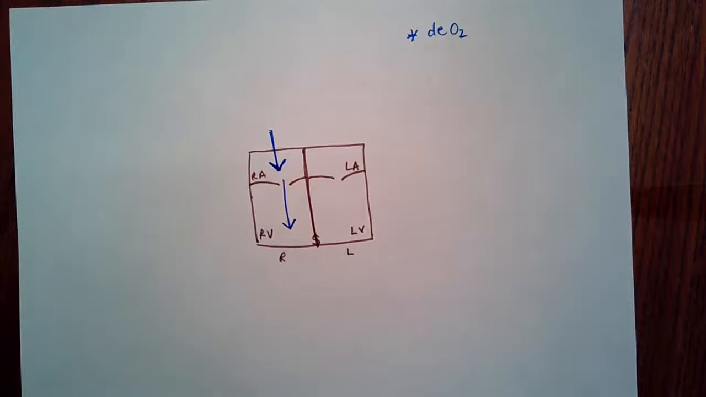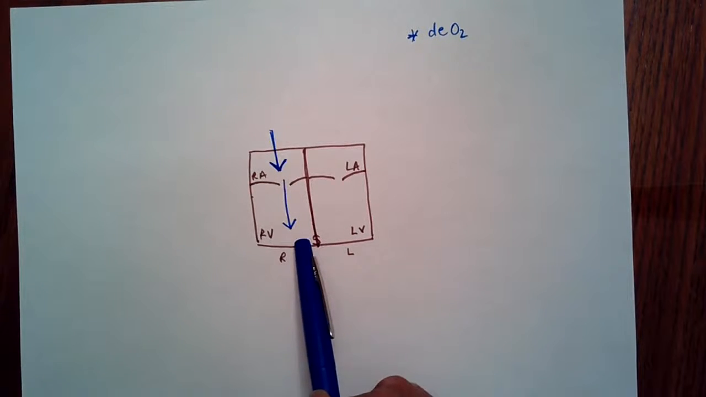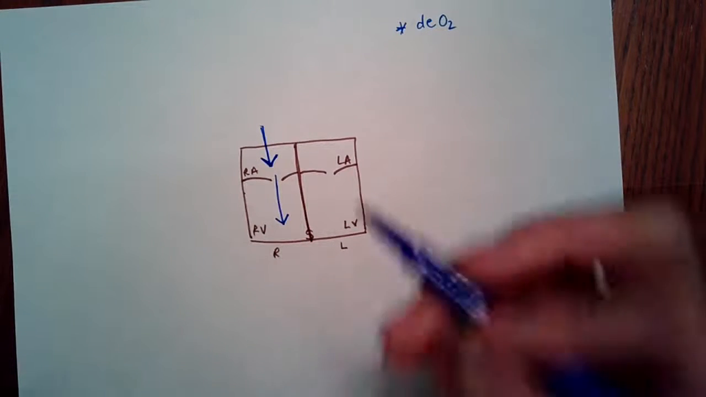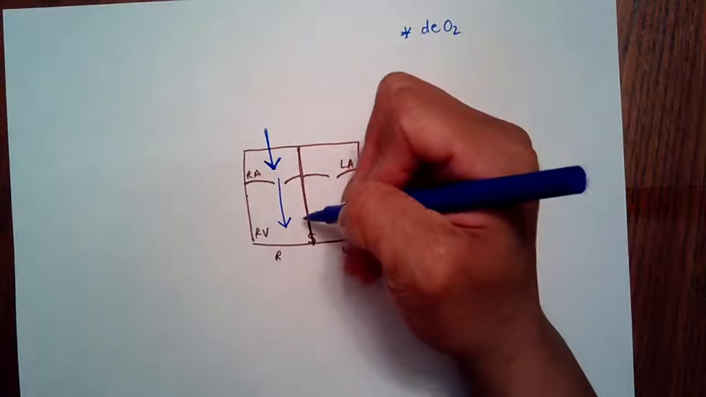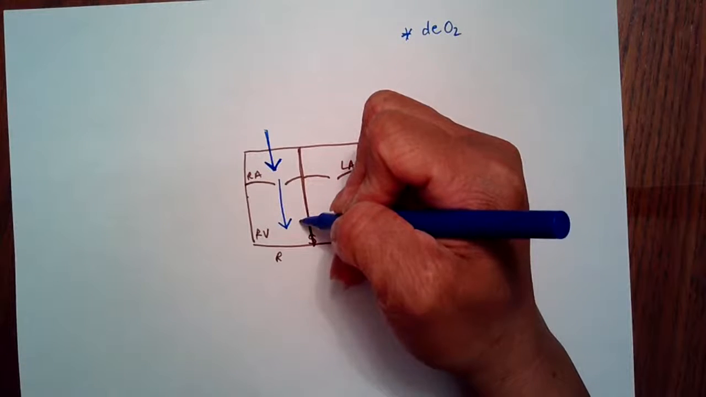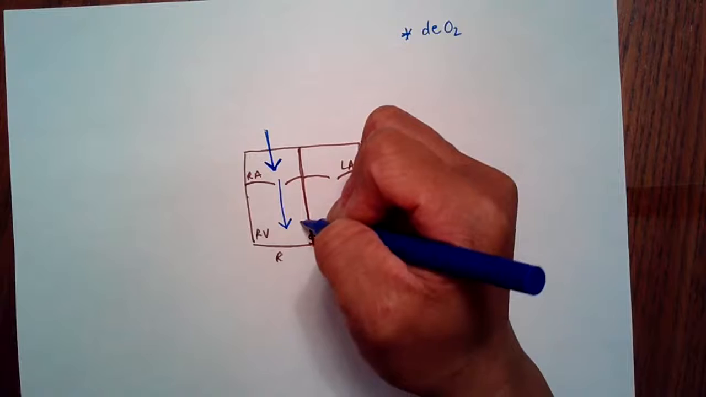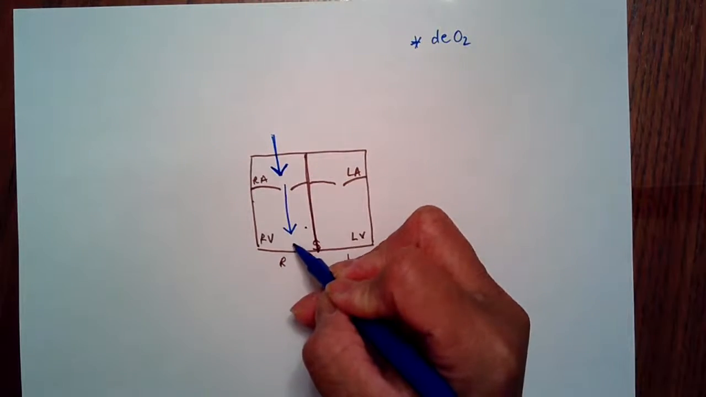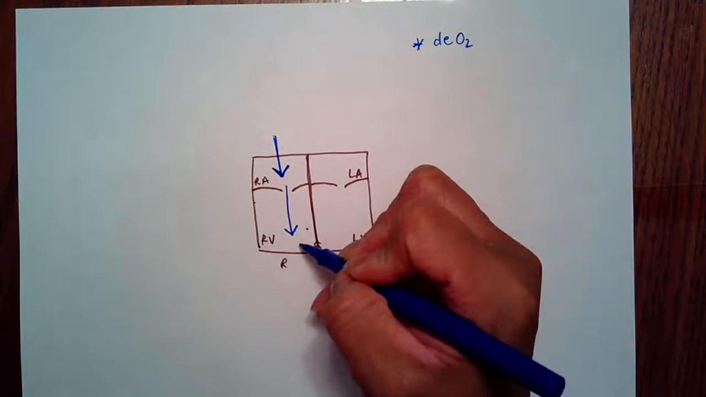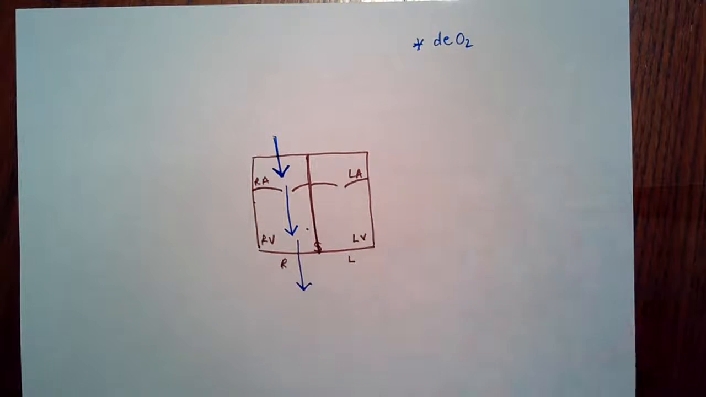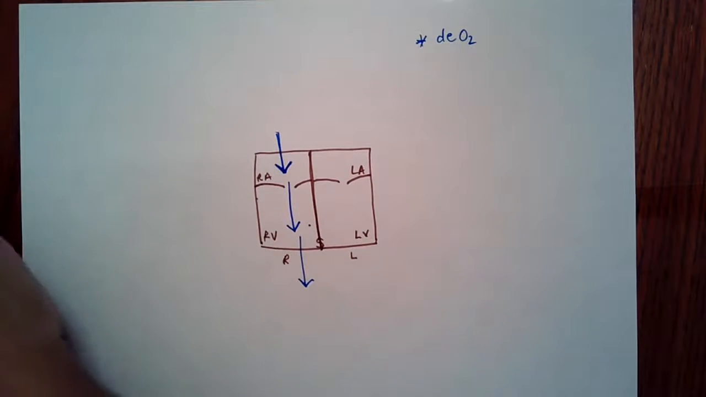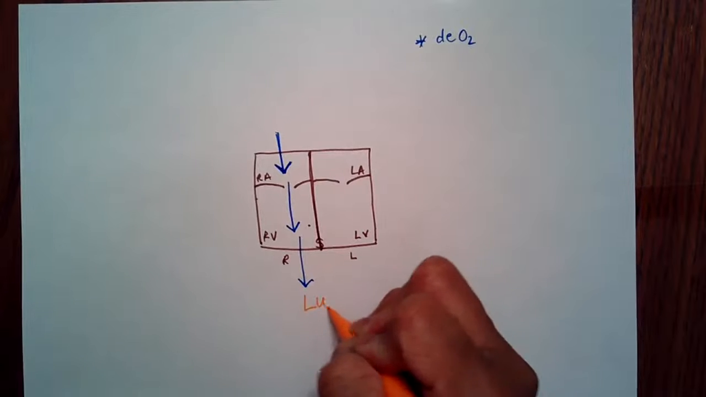Once in the right ventricle, it's going to go into the pulmonary artery. So it's still oxygen poor. From the right ventricle, it goes straight into the lungs. So I'm going to draw this here. From the right ventricle, it goes into the lungs. So I'm going to label this the lungs.